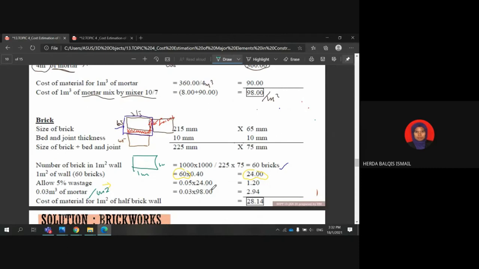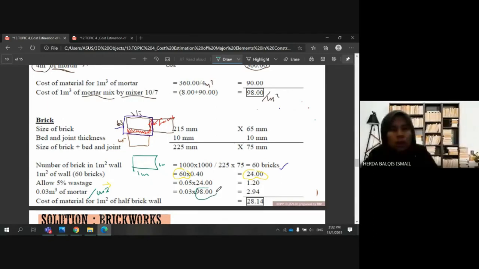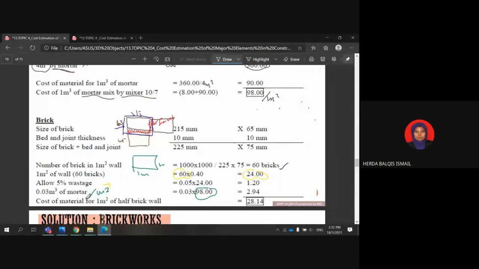So the price of the mortar is RM98 per cubic meter, so we get the price of the mortar is RM2.94. So the total cost of material, inclusive of the bricks and also the mortar required for that particular area, is RM28.40. So you total up all these values, all these prices that you get.